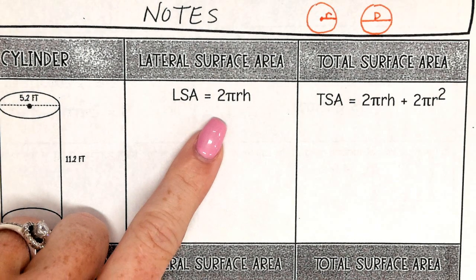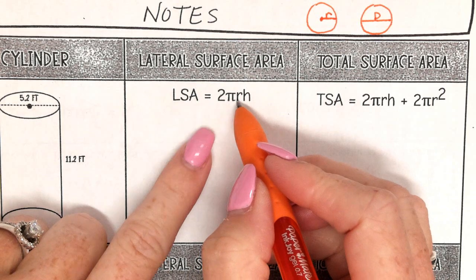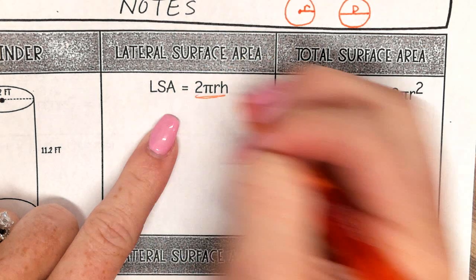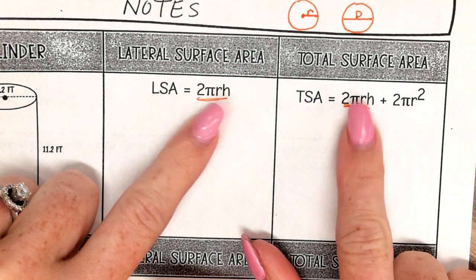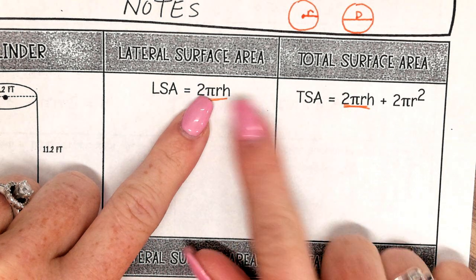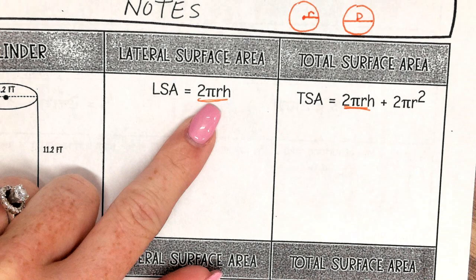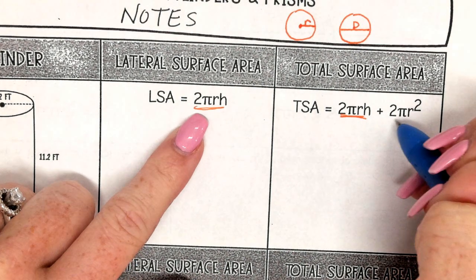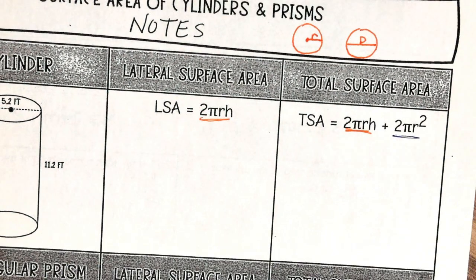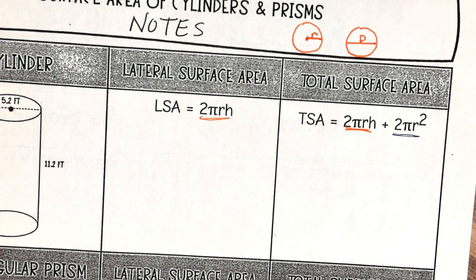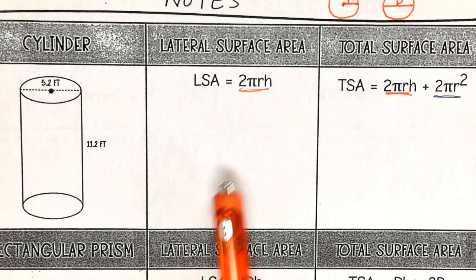The formula is 2 times pi times radius times height. For total, notice what they have in common. I need y'all to pay attention. What is this? 2 pi r h, that is the sides. And then total has plus 2 pi r squared. Now, have y'all seen pi r squared before? That is the area of a circle. So these are the two circular bases. And you don't even have to understand it. You just have to follow the formula. Okay? So let's find the lateral surface area.